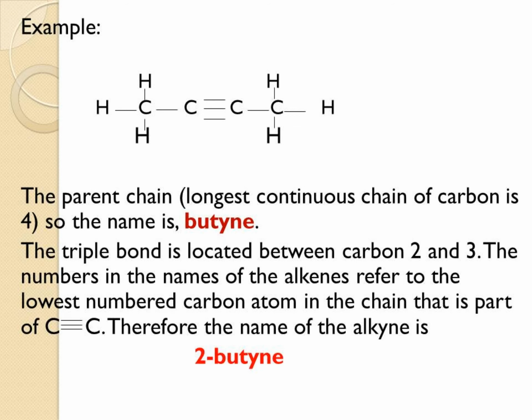Another example. The parent chain, or the longest continuous chain of carbon, is also 4 in this example. Because of the presence of the triple bond, this becomes butyne. The triple bond is located between carbon 2 and 3, and of course, 2 is the lowest number. Therefore, the name of this alkyne is 2-butyne.